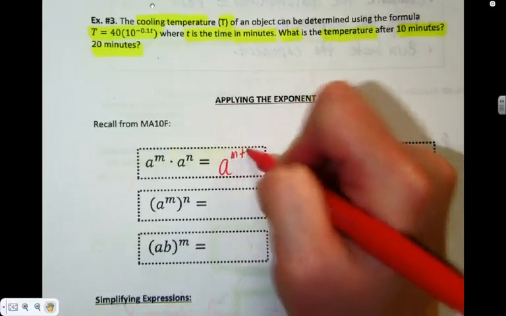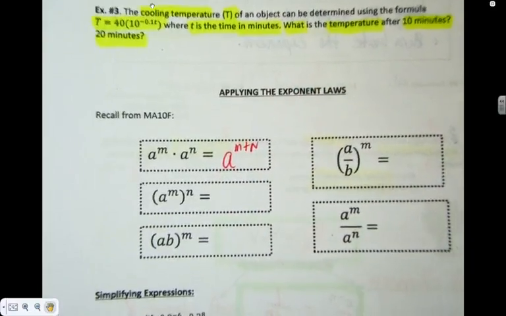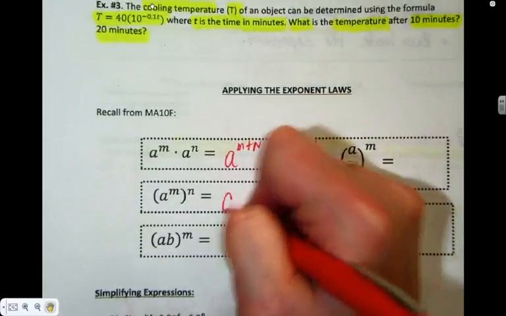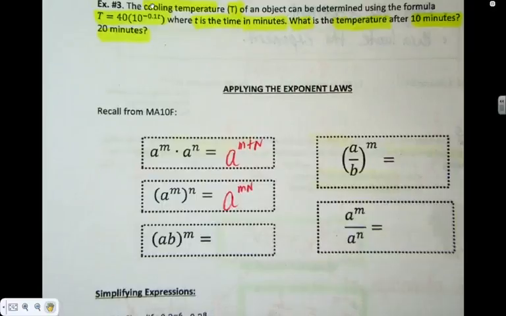M plus n. When you're multiplying bases, you add the exponents. A to the m to the n is a to the mn. There's where you multiply.